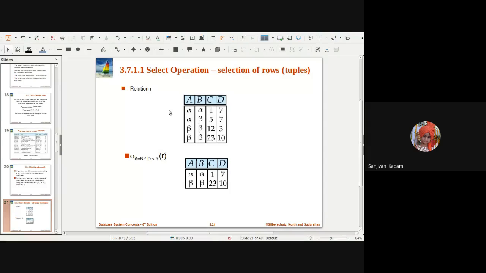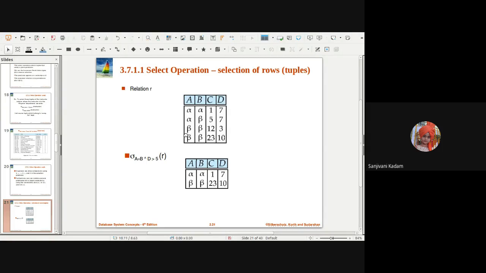The first condition is satisfied by the first, third and fourth tuple. Now apply the second condition on these tuples only. So here D is 7, and 7 is greater than 5, condition satisfied. So the first tuple will be added to the output. The second tuple we are not considering because here A is not equal to B.